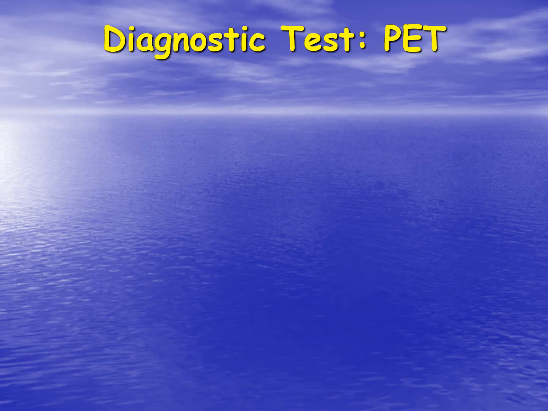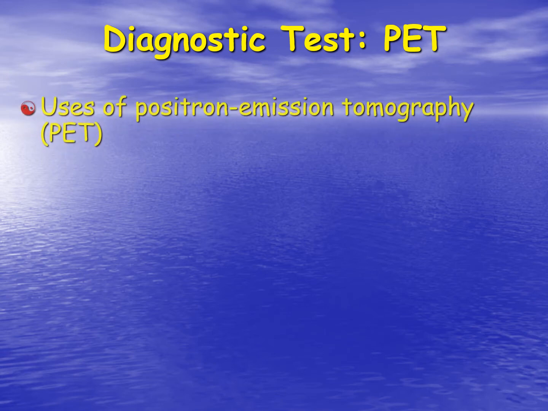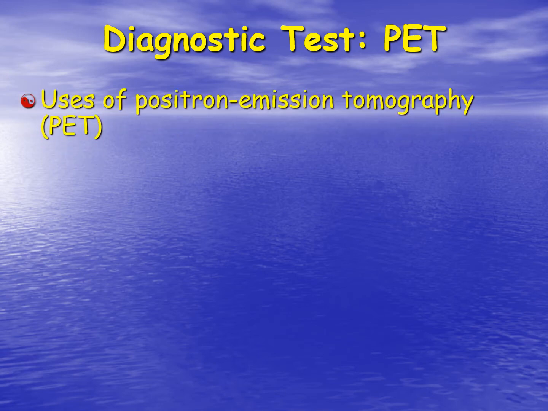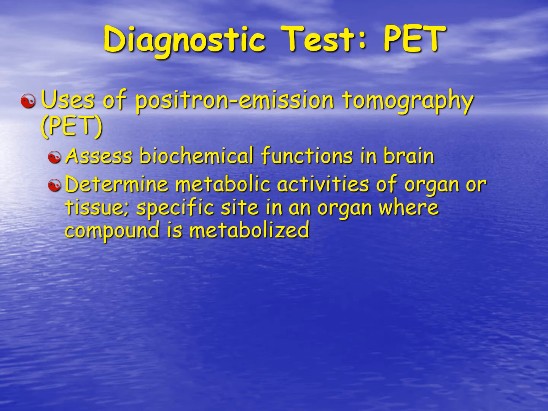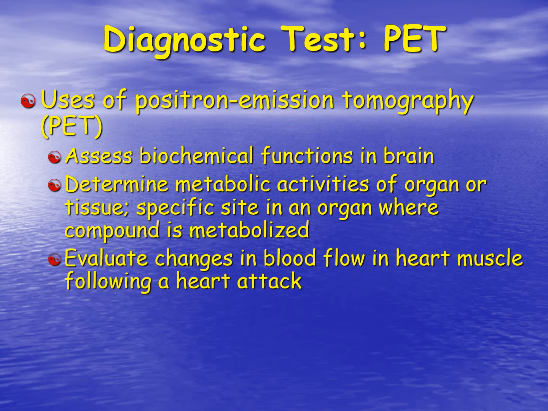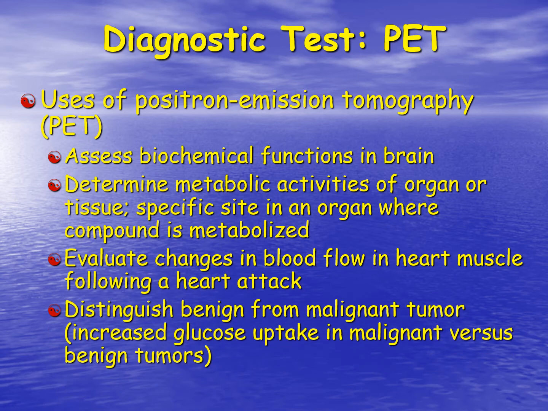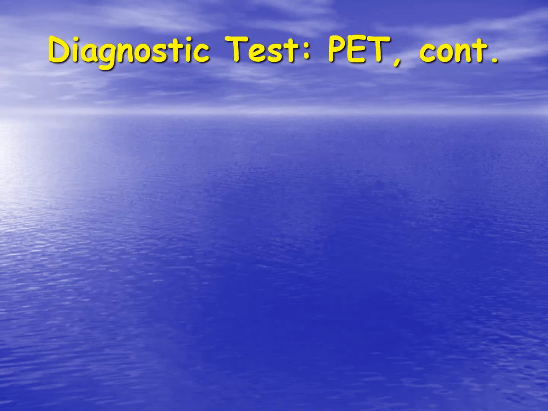Another type of diagnostic test is the PET scanner, and this is positron emission tomography, or PET. This actually assesses biochemical functions primarily in the brain, but can also assess metabolic activity of different organs or tissues. This is very site-specific in an organ where a compound is actually being metabolized. It can evaluate changes in blood flow in heart muscle following a heart attack, and can distinguish benign from malignant tumors, where there's increased glucose uptake in malignant versus benign tumors.